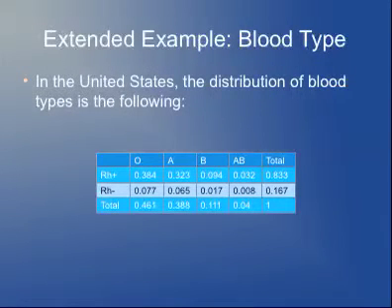Another example of independent events is blood types. Say, for example, in the United States, this is pretty close to the actual distribution of blood types. As I'm sure you all know, there are 4 possible blood types, O, A, B, and AB, and you can also have Rh positive blood and Rh negative blood, and the blood type and the Rh factor are independent of one another. So I'll give a few examples of ways that you can calculate probabilities using that information.